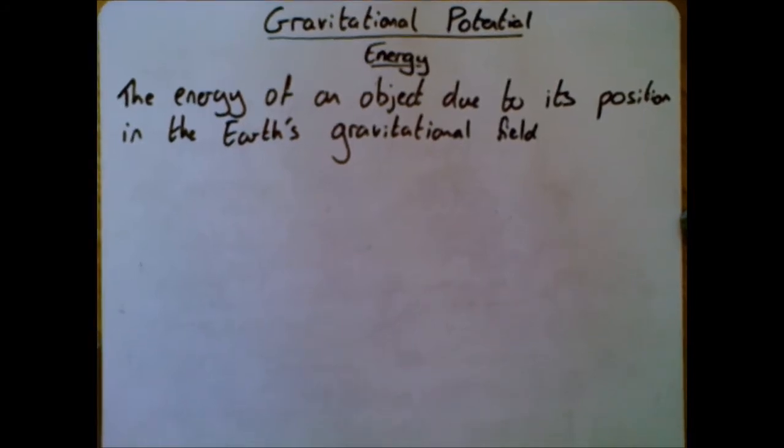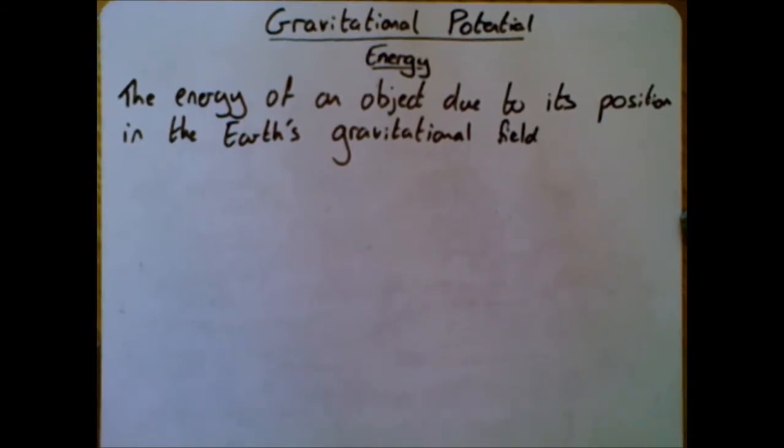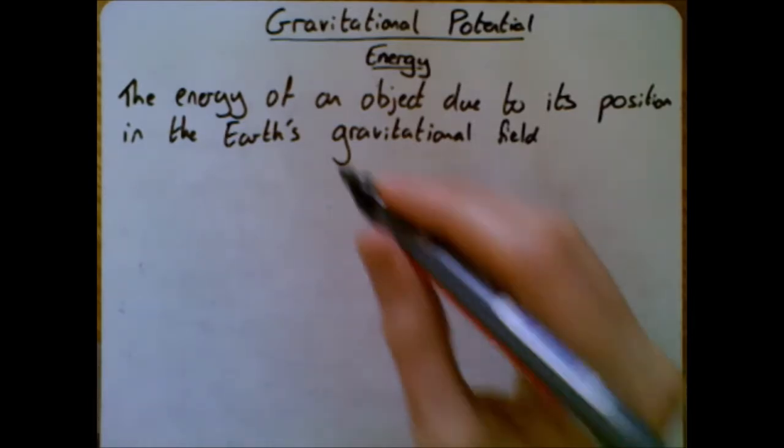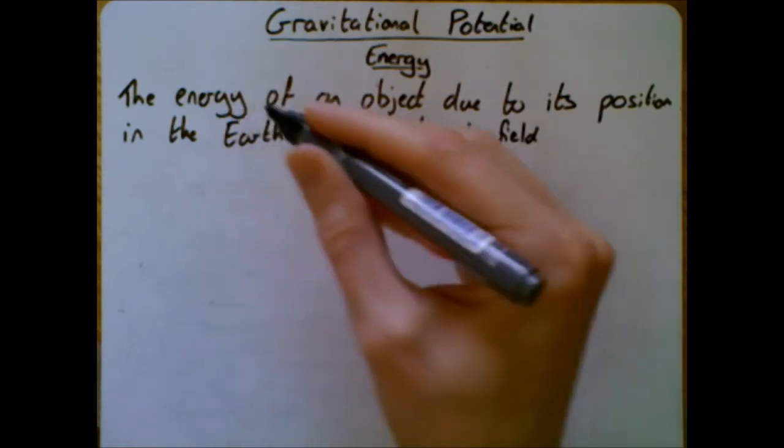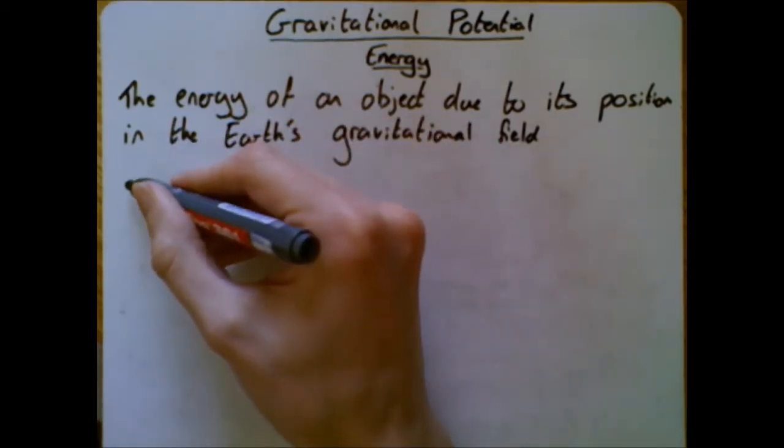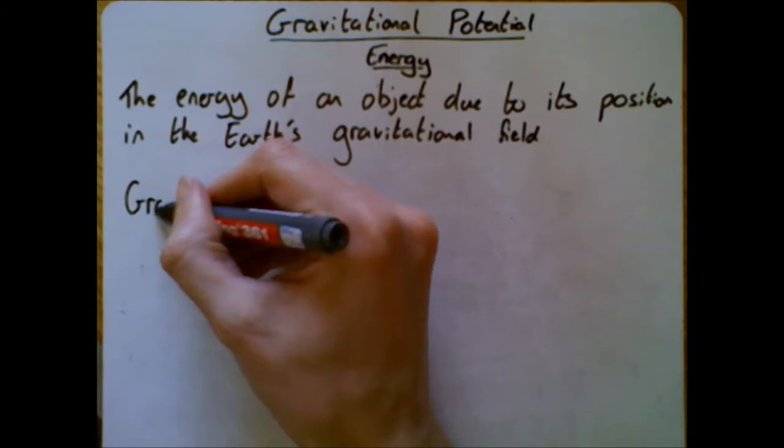That term gravitational field just really means the area around the Earth or around any planet where an object will experience the force of gravity. You know that the force of gravity attracts everything down towards the Earth, and the area where that force is felt, that is called the gravitational field. Now let's have a think about what our formula is going to be for gravitational potential energy. There are three things actually that you have to multiply together to get gravitational potential energy.